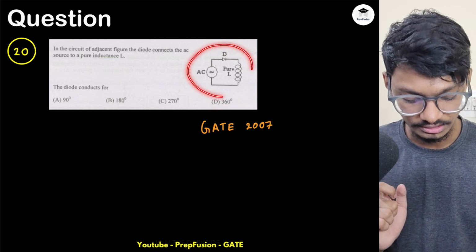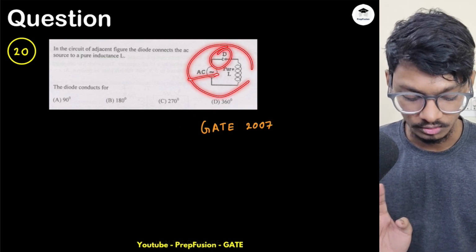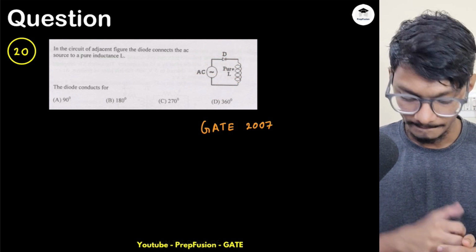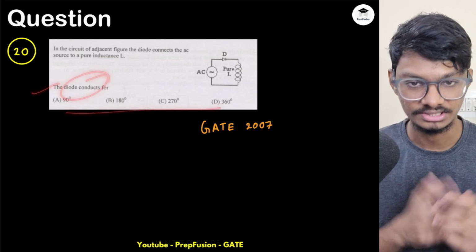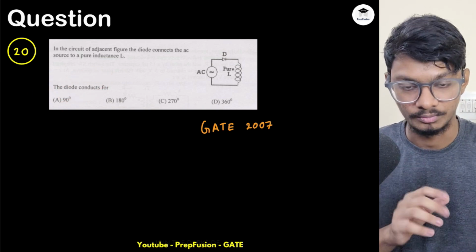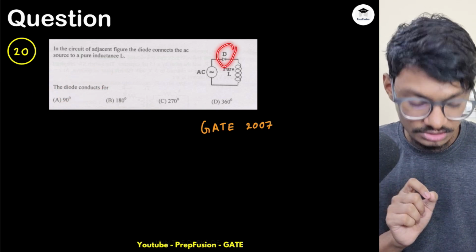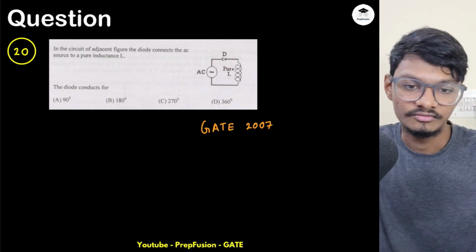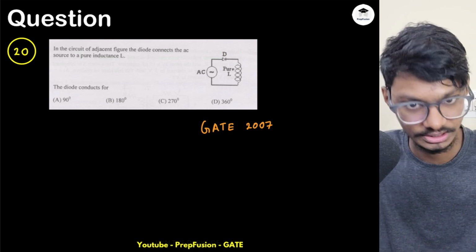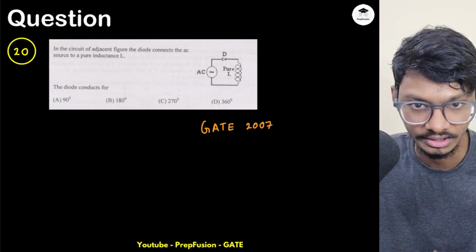So they have given a circuit which has an AC source, a diode, and a pure inductor L. They are asking us for how much angle the diode conducts. Basically, what is the conduction angle for the diode? Basically, for how much period the diode is turned on. So for this, first of all you have to understand when the diode will first turn on, and how long it will stay on.